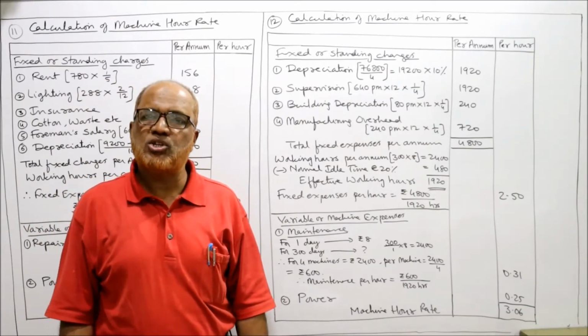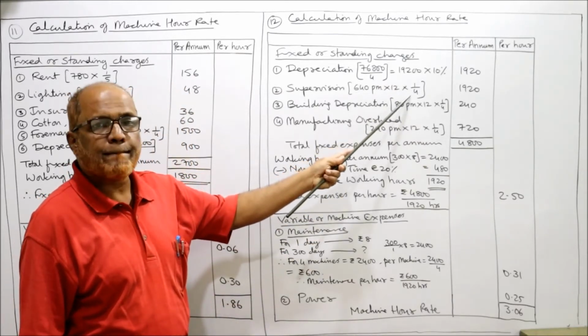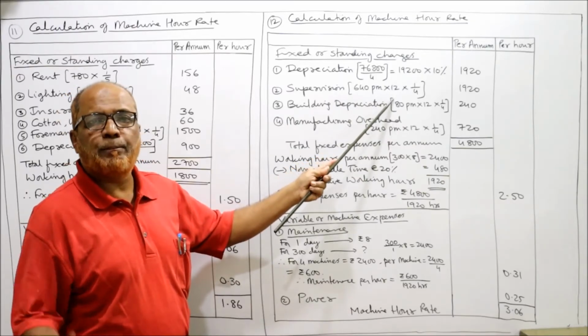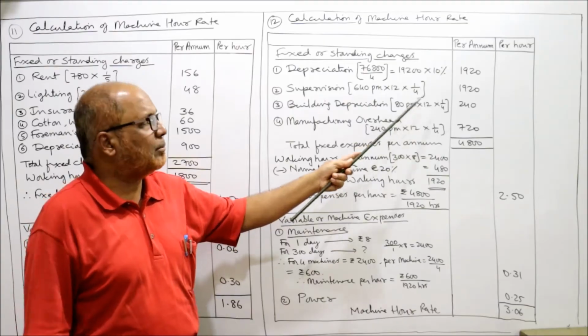We don't need it for 4 machines, we need it for 1 machine. That's why we multiply by 1 by 4. So 640 into 12, you will get per annum. We will take 1/4 of that because we need only for 1 machine.